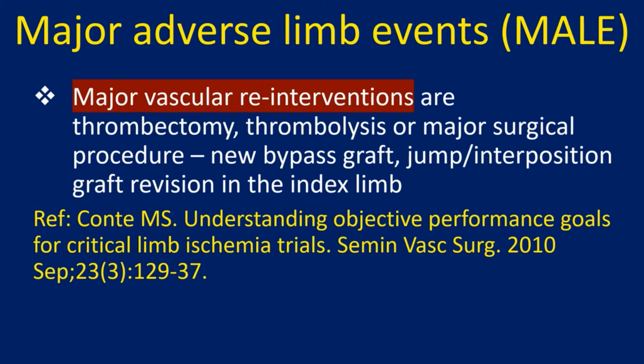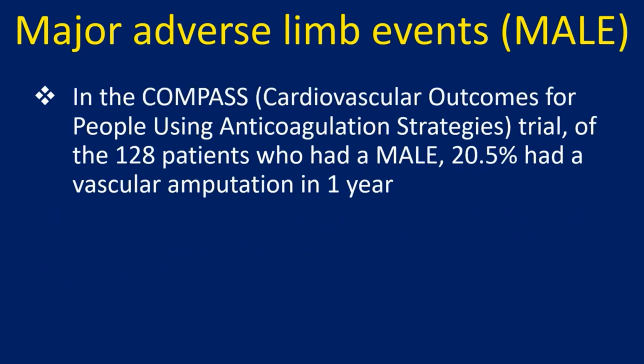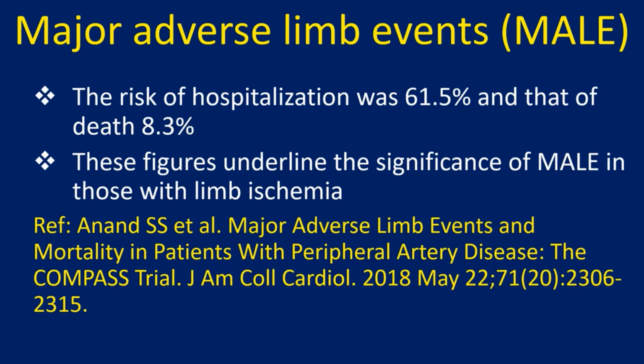Major vascular re-interventions are thrombectomy, thrombolysis, or major surgical procedure, new bypass graft, jump or interposition graft revision in the index limb. In the COMPASS trial, of the 128 patients who had a major adverse limb event, 20.5% had a vascular amputation in 1 year. The risk of hospitalization was 61.5% and that of death was 8.3%. These figures underline the significance of major adverse limb events in those with limb ischemia.